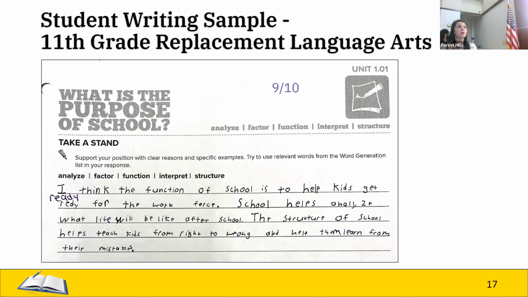So some accommodations that were made for this was they only had to use 3 out of the 5 words. And we were just making sure they really used the words correctly, writing complete sentences, and using proper grammar, punctuation, and all those types of things. But there was improvement as well with the replacement language arts classes from the pre-test to the post-test after the explicit instruction.